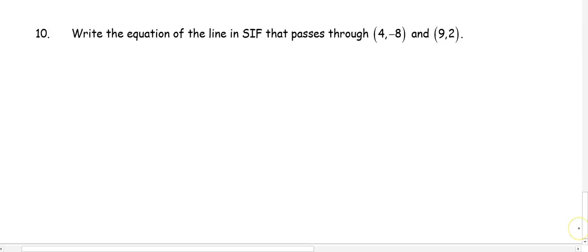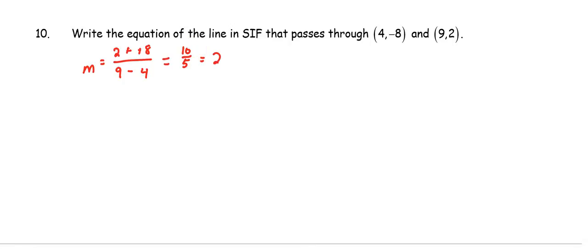Number 10, write the equation of the line in slope-intercept form that passes through the 2 points. So first thing I need to do is find my slope. So m equals y2 minus y1 over x2 minus x1. Two negatives make a positive, so 10 over 5 reduces to 2. Now, it doesn't matter which point we pick, so this time I'm going to pick the second point.